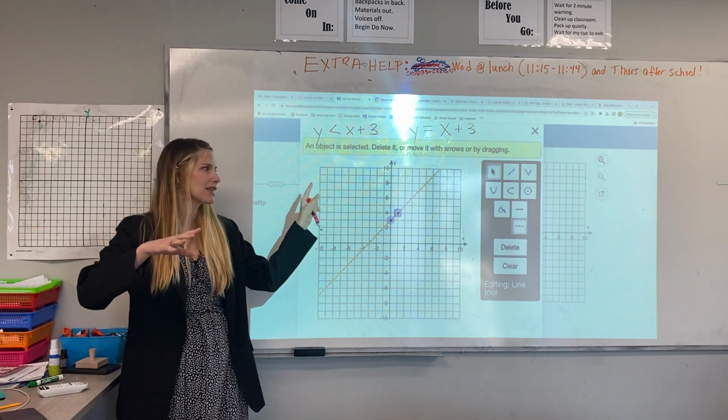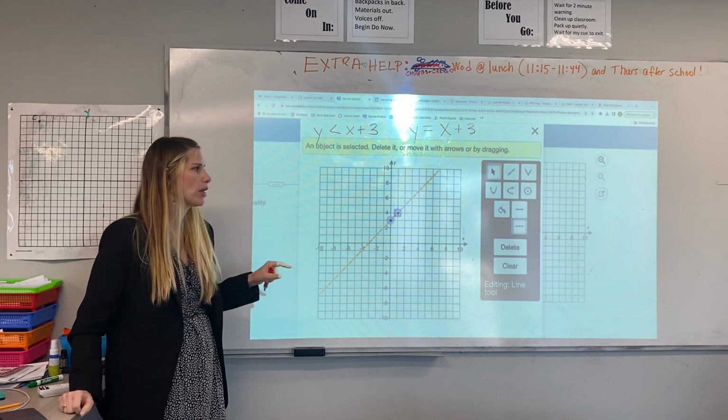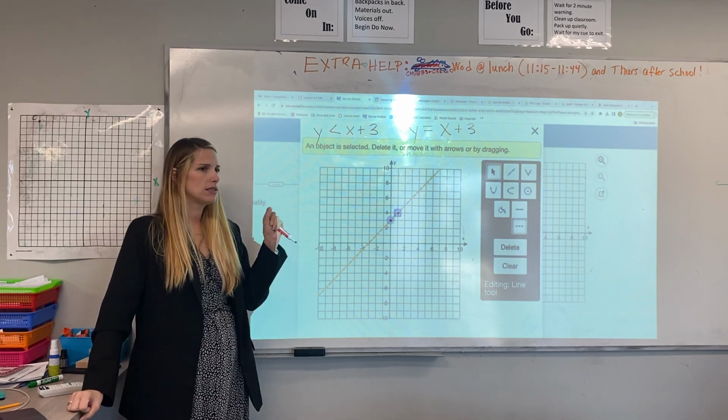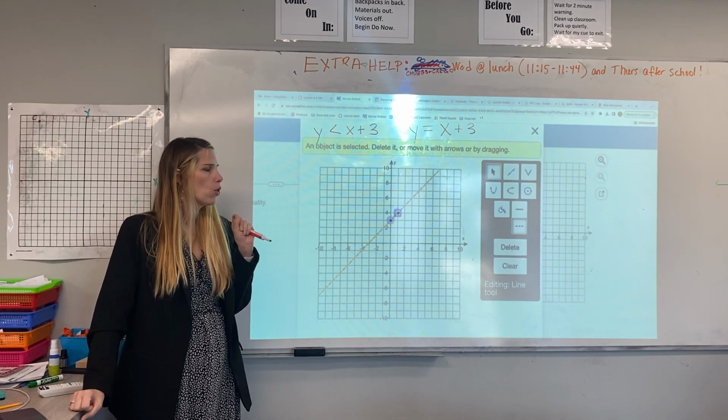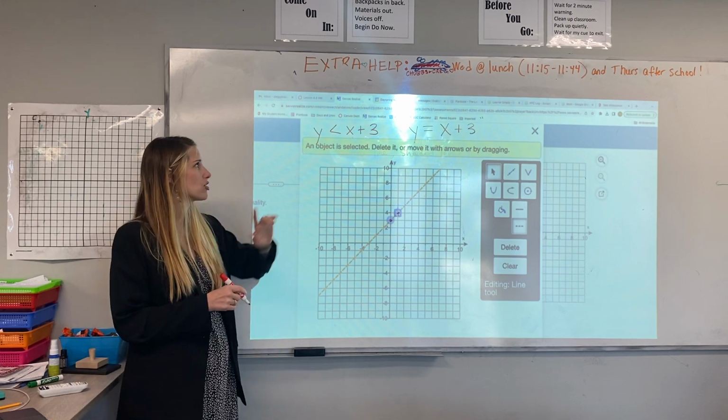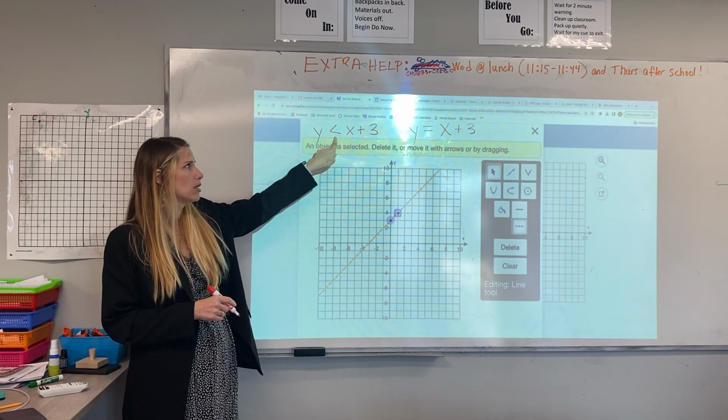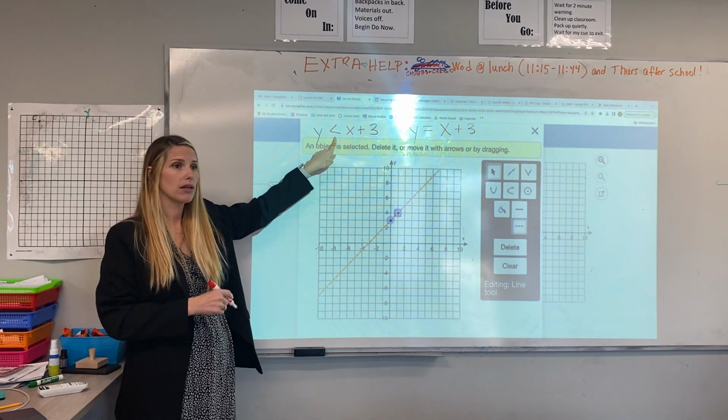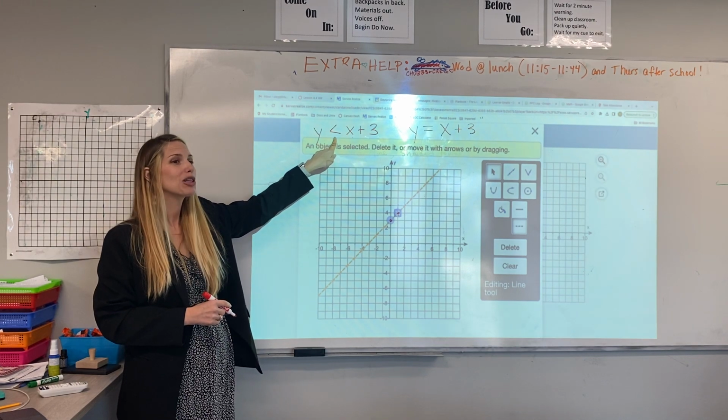Pause that for just a second. Let me just finish this one and then I'll give you time to do that. So we've got our dashed line, so we have to shade it now. We're going to go back to our inequality symbol. Where should it be shaded? It should be shaded below. Below the line, very good.